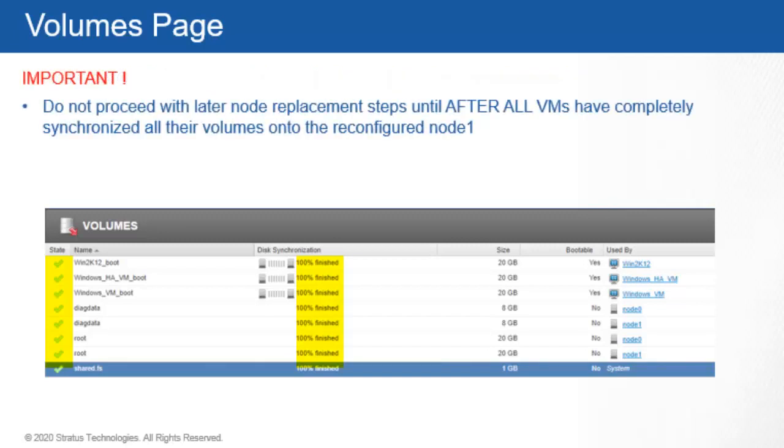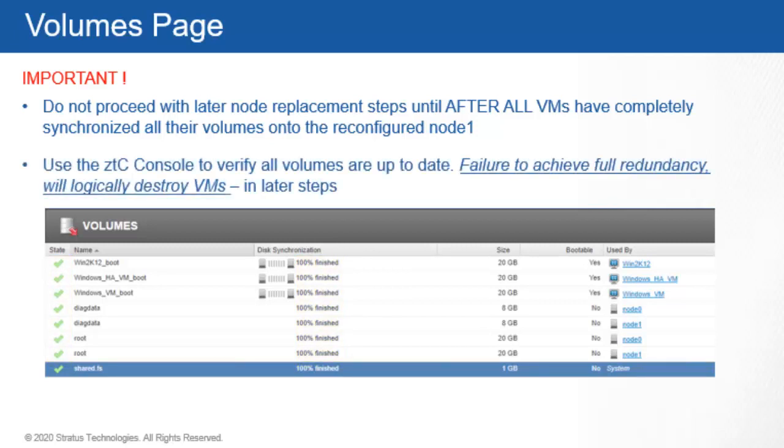An important note at this point of the procedure: do not proceed with the later node replacement steps until after all VMs have completely synchronized all of their volumes onto the reconfigured Node 1. Use the ztC console to verify all volumes are up to date. Failure to achieve full redundancy will logically destroy VMs in later steps.